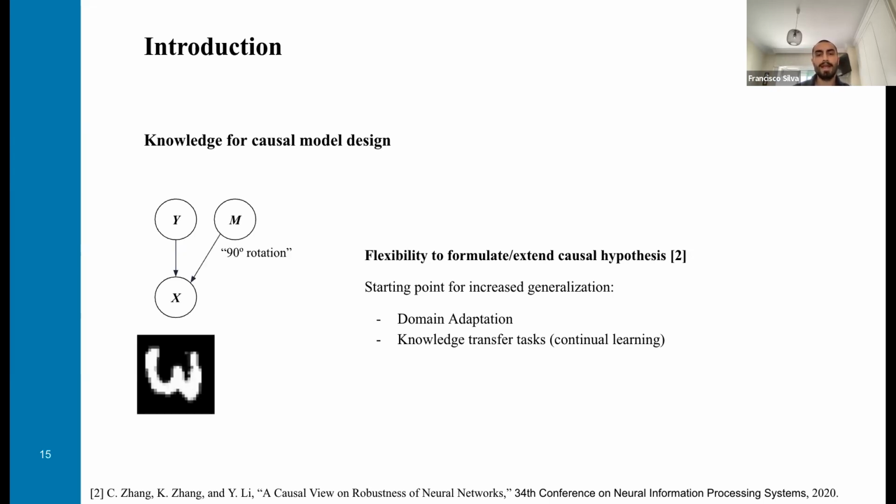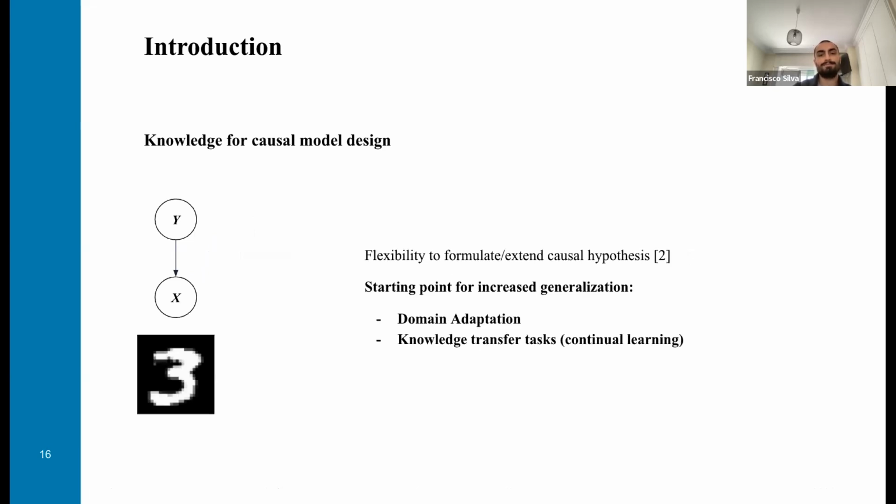observing. In this example, we have a new cause M that is supposed to encode only the modification of the image, and we can explore the development of a model that is able to recognize these 3 independently of how rotated it is, because it's still a 3. This example comes from an article that I leave below, and you can read more about it if you're interested.